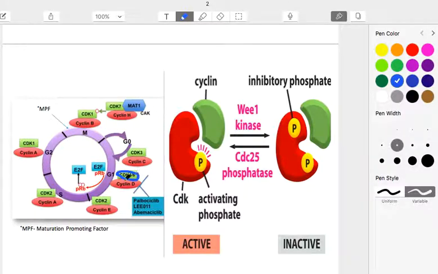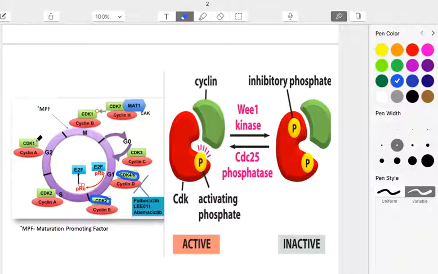Okay, and after that you have cyclin dependent kinase 2. You can have cyclin E, cyclin A. You have different kinds of cyclin too: C, D, E, A, B, H. Also you have different kinds of cyclin dependent kinase, and they pair with each other.